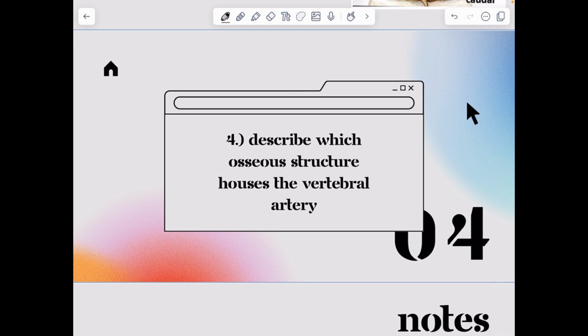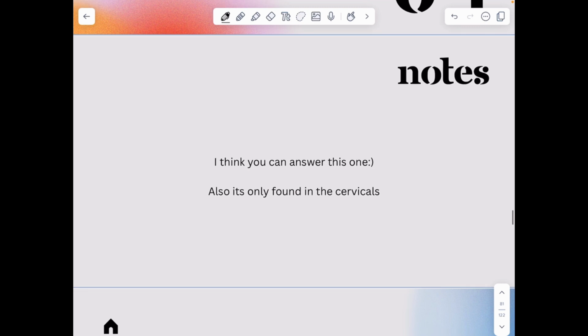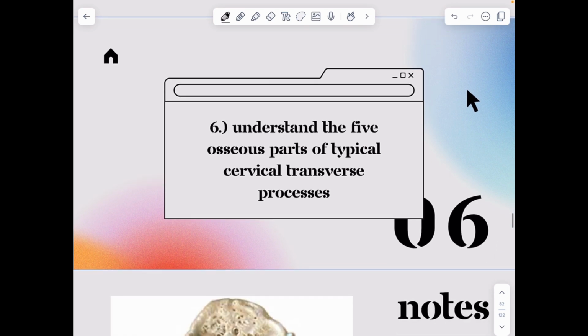Describe which osseous structure houses the vertebral artery. So I think you guys can all answer this one, hopefully, but it is the transverse foramen. And transverse foramen are only found in the cervicals, and sometimes it's not even found on C7 because that's a transition zone.